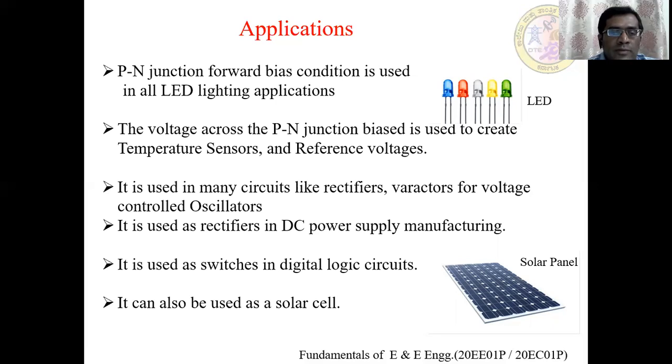It is used in many circuits like rectifiers, and varactors for voltage controlled oscillators. It is used as rectifiers in DC power supply manufacturing. It is used as switches in digital logic circuits. It can also be used as a solar panel. See how we can use the diodes in the solar panels.